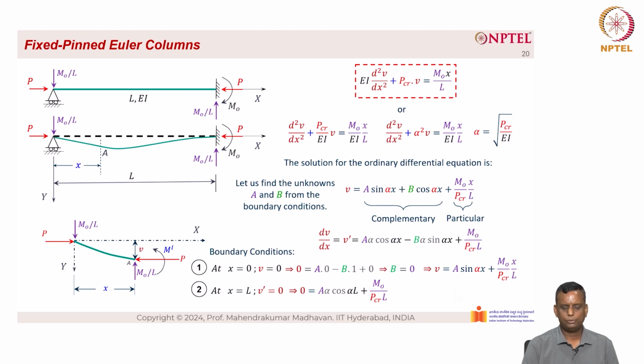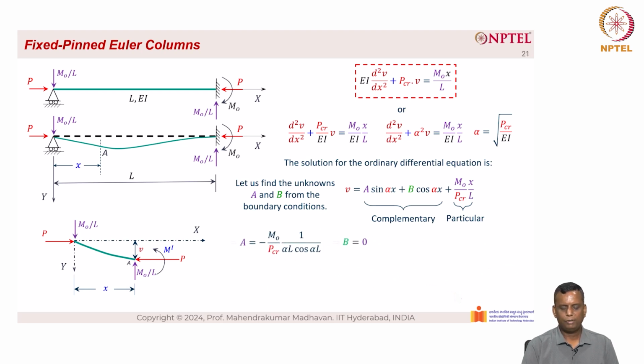So 0 equals A alpha into cos alpha L plus M0 by P critical into L, which indicates A equals minus M0 by P critical into 1 by alpha L into cos alpha L. So now we have the values A equals minus M0 by P critical into 1 by alpha L cos alpha L and B equals 0, which indicates V equals M0 by P critical into x by L minus sin alpha x divided by alpha L into cos alpha L.